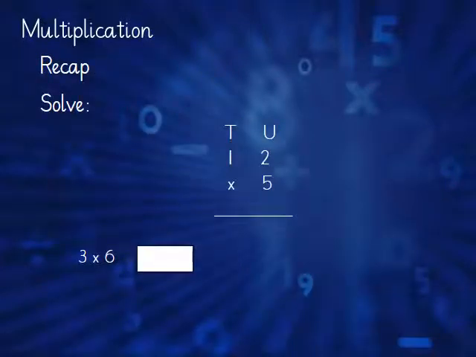Moving towards the recap session of the lesson, solve the given sums. Take your time and match your answers later on. Let's come up with the answers for the given sum first. 12 multiplied by 5. Yes, you need to follow the same steps. And the answer is 60. 3 multiplied by 6 is equal to 18. Hope your answers are correct.